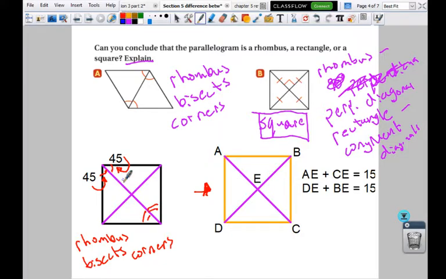Is it a rectangle or a square? Good question. Look back at your definitions. It's a rectangle.